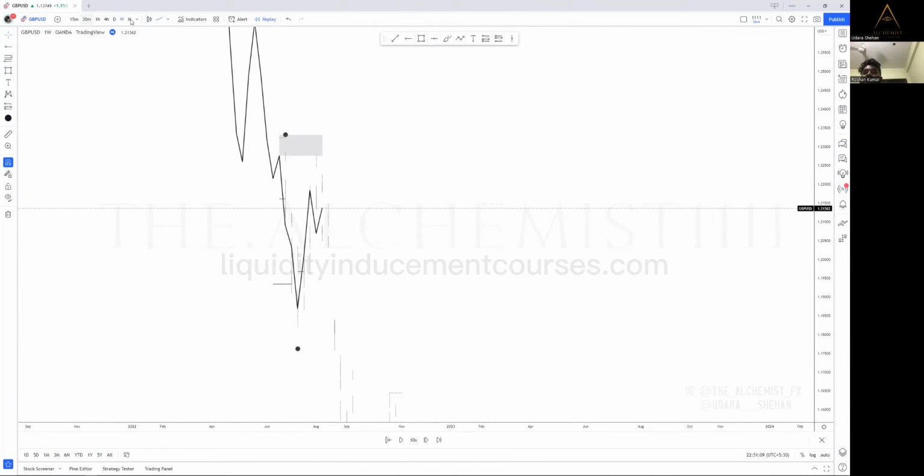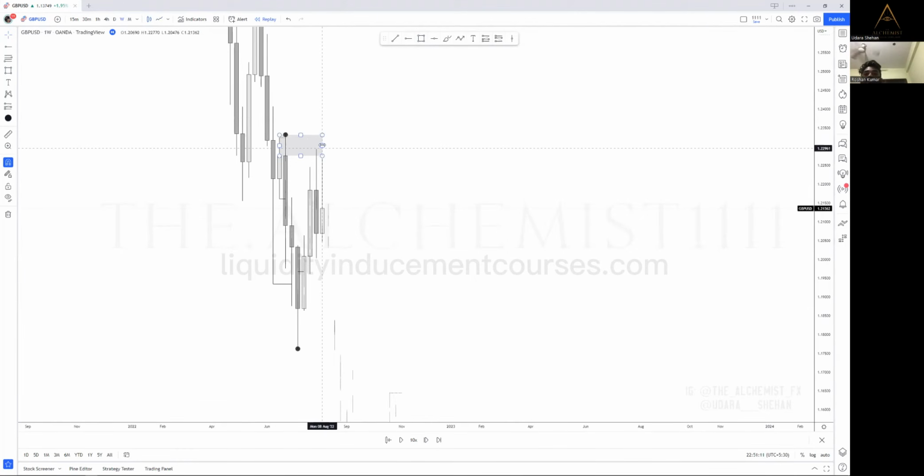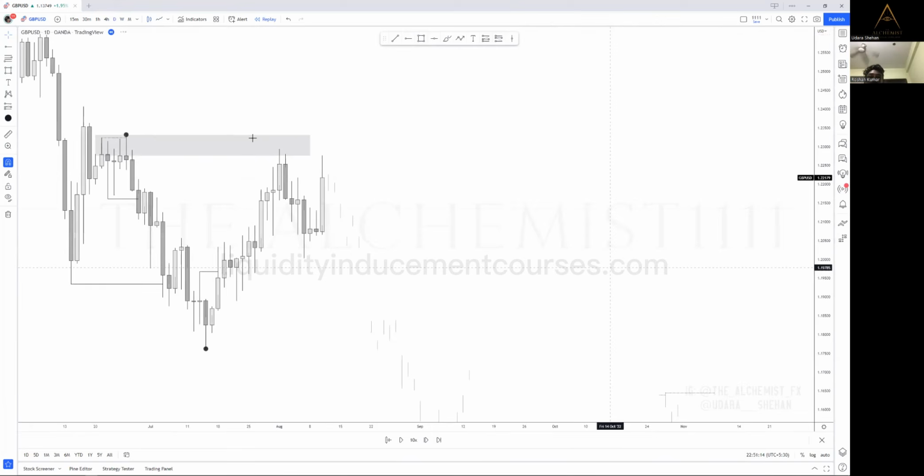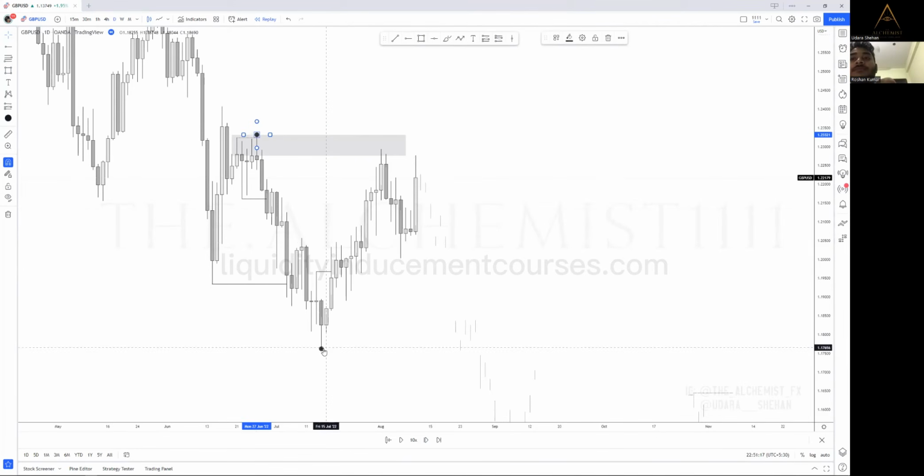Can you see that? A resistance, or else a rejection block. Okay, so we have the rejection block. So now what can we do? Now, since this is a daily range, what time frame can we use for breaks? I told you we can use one time frame lower, right? I told that to you.